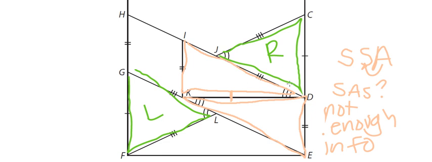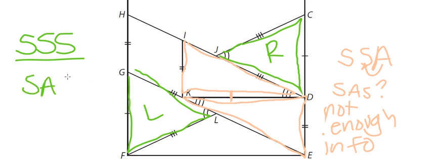So I've got a 1-tick and a 1-tick, so I've got a side that's the same. I've got two 3-ticks on each one. So I already know that I've got side, side, side. Well, I also have a side, an angle, and another side. I've got 3 ticks, 2 arcs, 3 ticks, and I go up here and I see 3 ticks, 2 arcs, and 3 ticks. So this is also side, angle, side. Either one of those would prove that they are congruent.